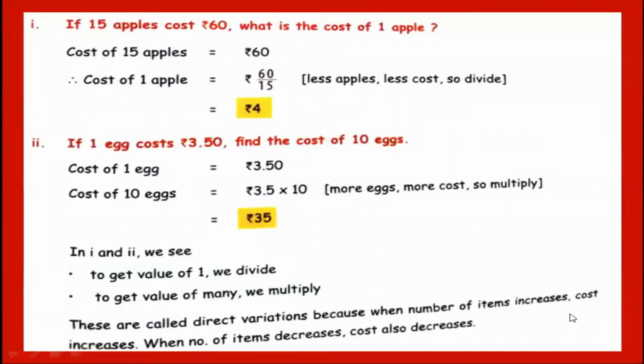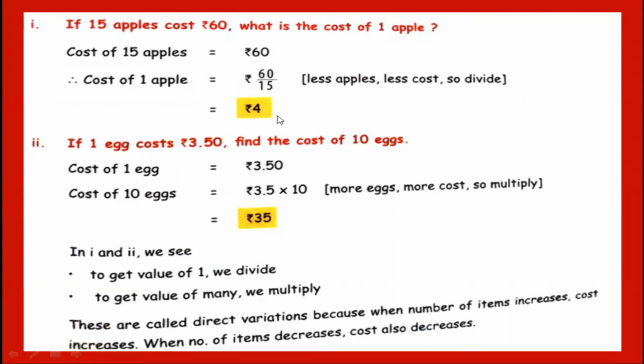For example, if 15 apples cost rupees 60, what is the cost of 1 apple? Cost of 15 apples equals rupees 60. Cost of 1 apple equals rupees 60 divided by 15. Here what we are doing? Less apples, less cost. So we have to do division. Now 60 divided by 15 is equal to 4.